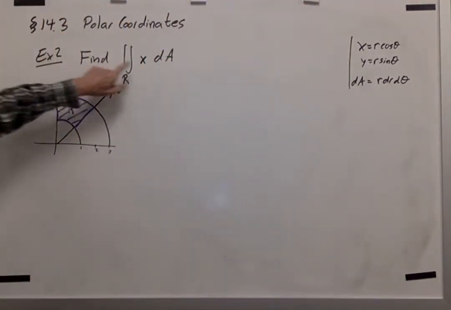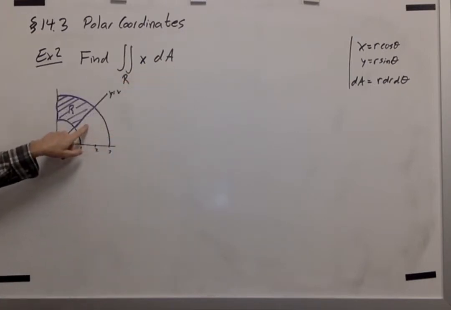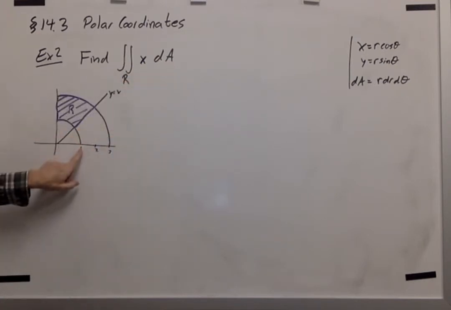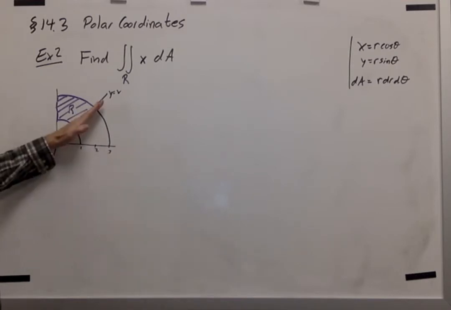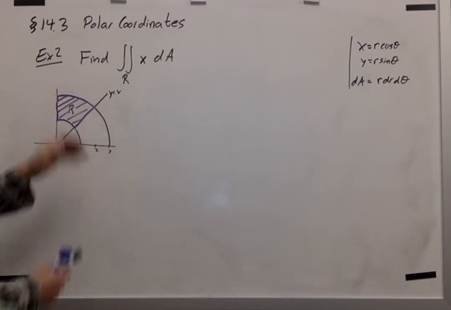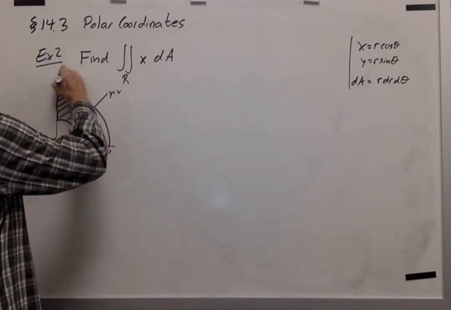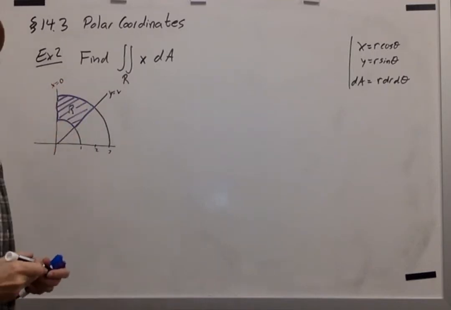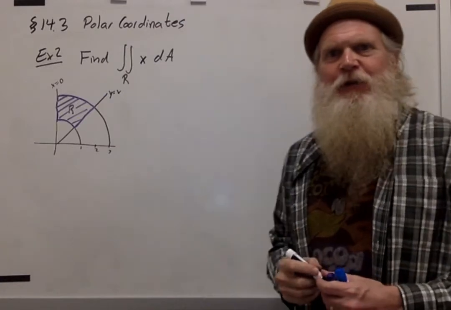Here I want us to find the double integral over R of x dA, where R is the region in the first quadrant between circles of radius 1 and radius 3, and bounded on the sides by the line y equals x and the y-axis, which is the same as x equals 0. So if you think you've got a handle on it, pause the video, then come back and see if you got it right.